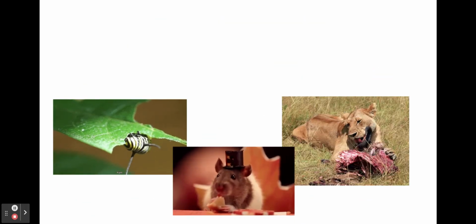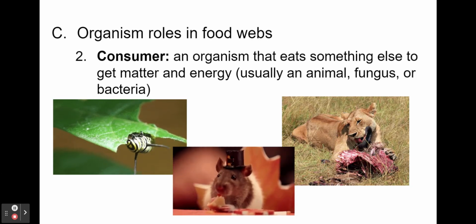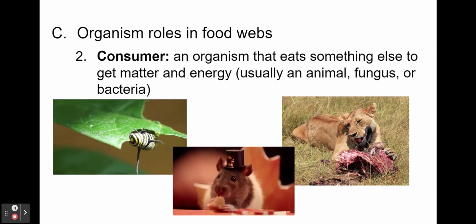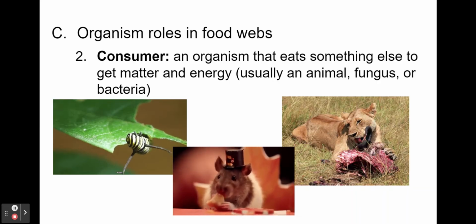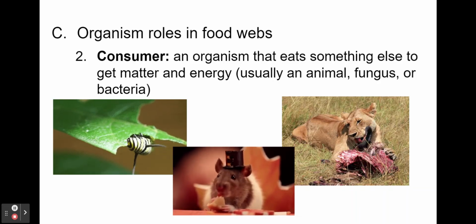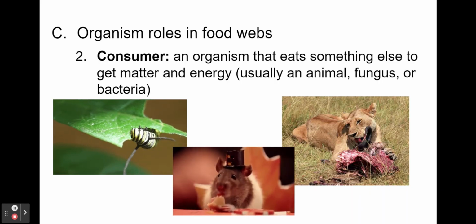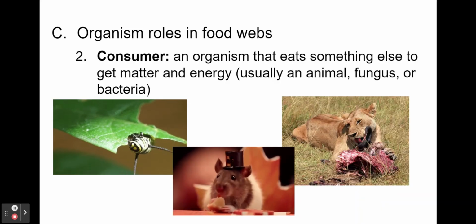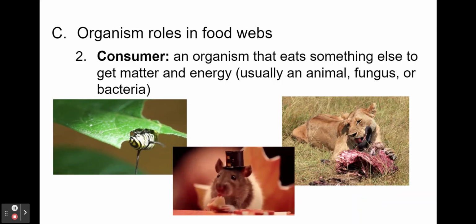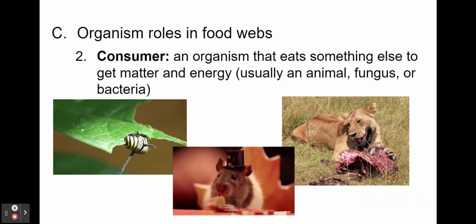Okay, so let's talk about where that food in plants goes. It is eaten by, number 2, consumers. A consumer is an organism that eats something else to get matter and energy. It's usually an animal, a fungus, or a bacteria. You probably didn't think about fungi or bacteria because you don't think about them as having mouths, and they don't have them, but that doesn't matter. What's important is that they're eating large molecules like glucose and other carbohydrates and fats and proteins, and they're going to be using those molecules as their source of matter and energy, not carbon dioxide, water, and light energy.